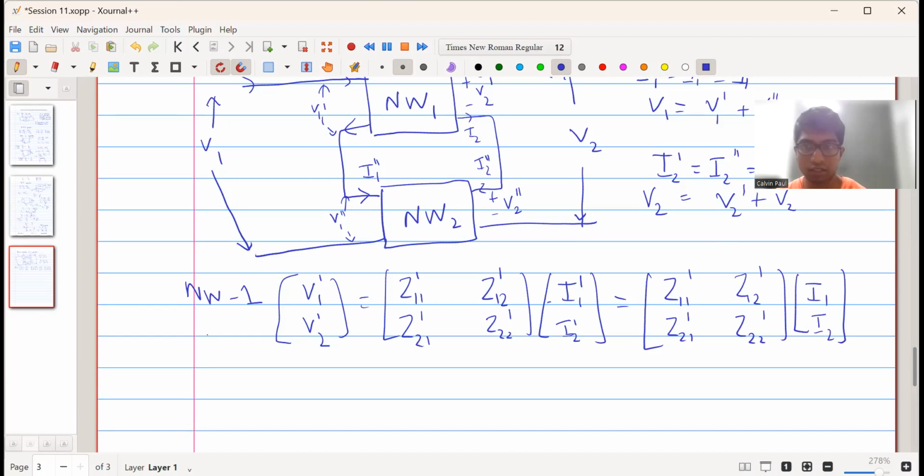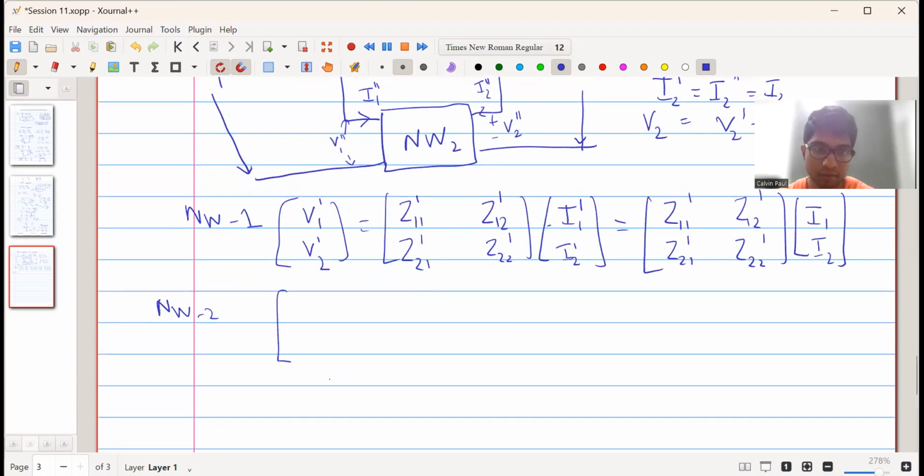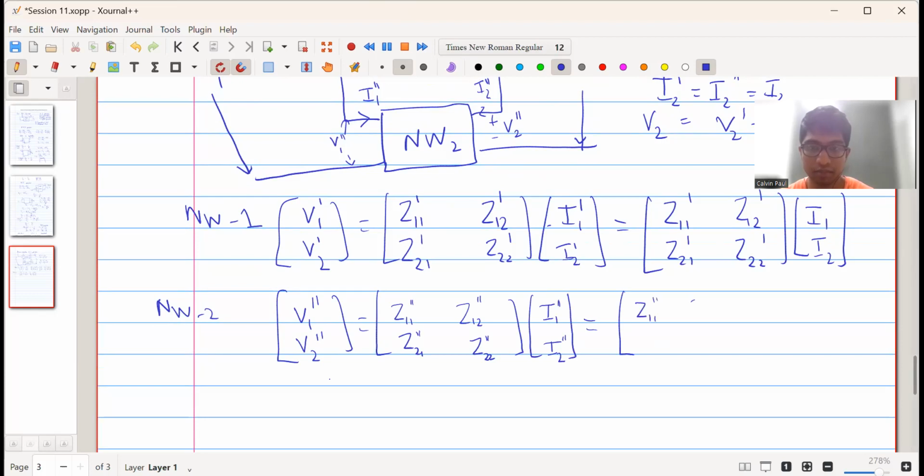Now we will consider network 2. Network 2 is represented as V1 double prime and V2 double prime equal to the matrix Z11 double prime, Z12 double prime, Z21 double prime, and Z22 double prime into I1 double prime, I2 double prime. This is equal to the same matrix into I1 and I2. Okay, this is the case.